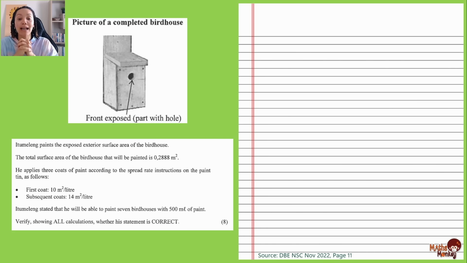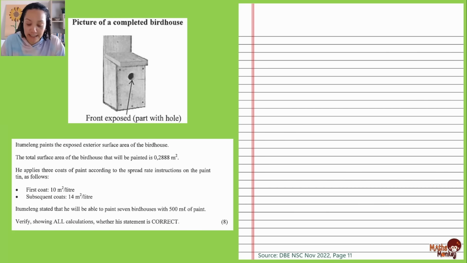Then it says Itumeleng stated that he will be able to paint 7 birdhouses with 500 milliliters of paint. Verify, showing all calculations, whether his statement is correct. So what we need to do is calculate how much paint he actually needs if he's going to paint 3 coats on 7 birdhouses, and if 500 mils of paint will be enough. So that's ultimately what we are being asked.